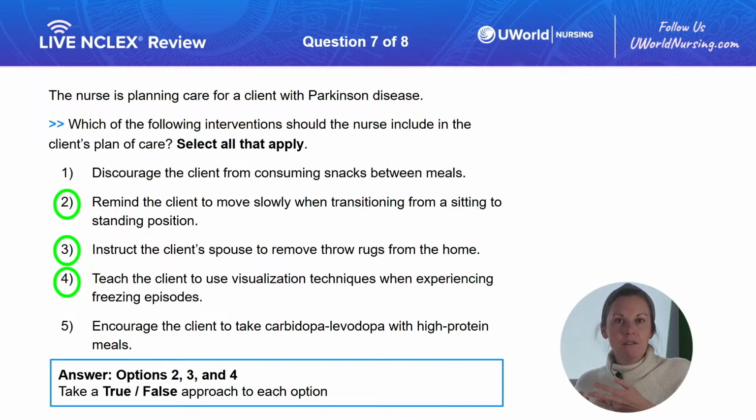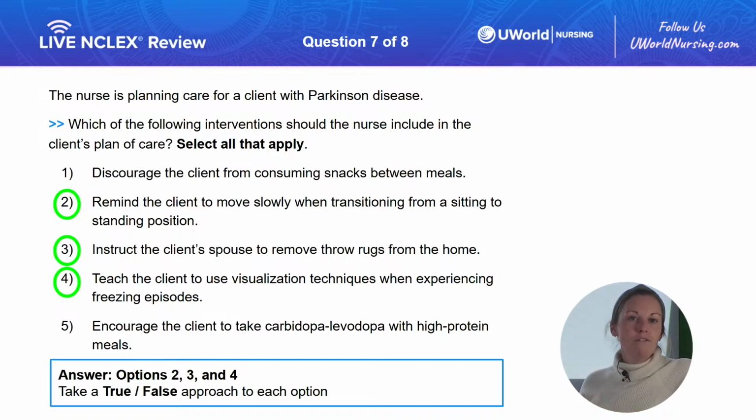What we see in option 1, we would want to encourage snacks and frequent, small meals. We don't want to discourage that. That's one of the big things. These clients will tire easily from meals, and so we want to offer more frequent, smaller meals throughout the day.